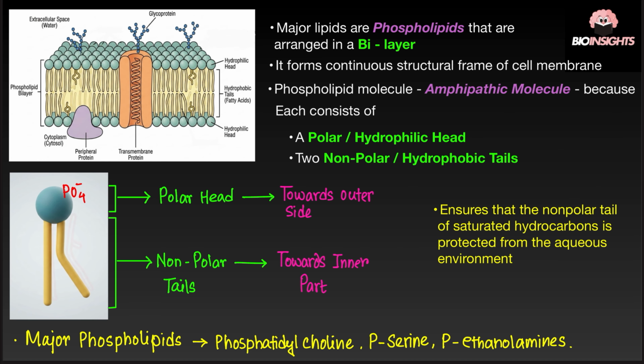The amphipathic nature allows them to spontaneously form a bilayer in the aqueous environment with their heads facing the outside of the lipid bilayer and the tails towards the inner part. This ensures that the nonpolar tail of saturated hydrocarbons is protected from the aqueous environment. Now, the major phospholipids present in the cell membrane include phosphatidylcholine, phosphatidylserine, and phosphatidylethanolamines.